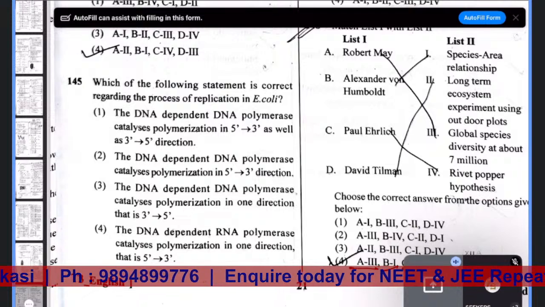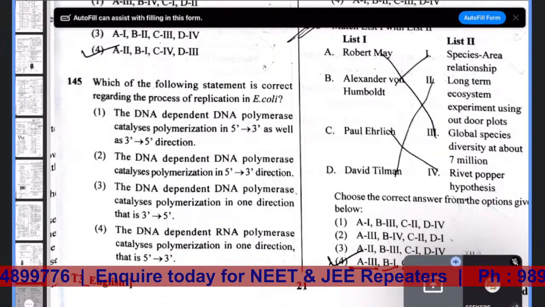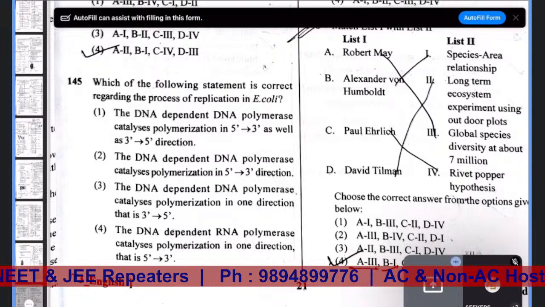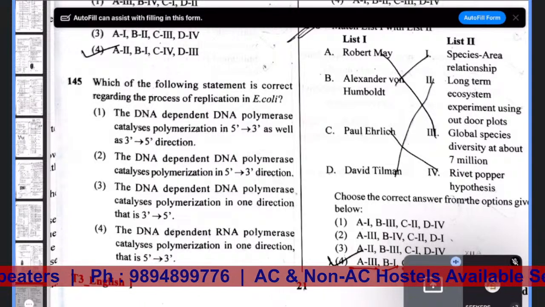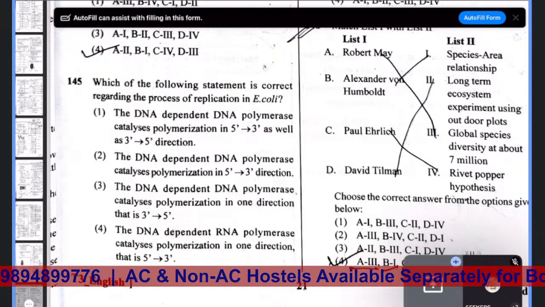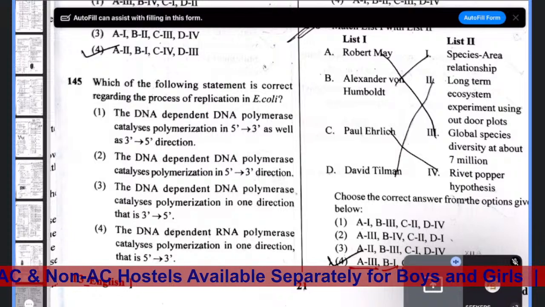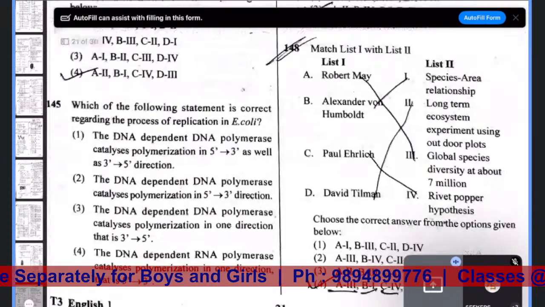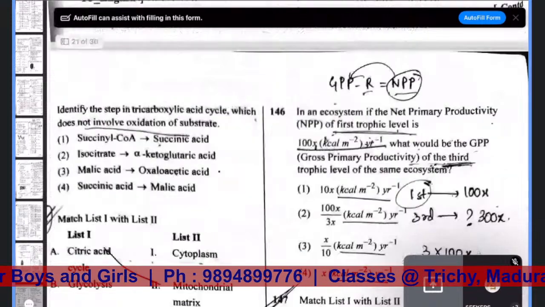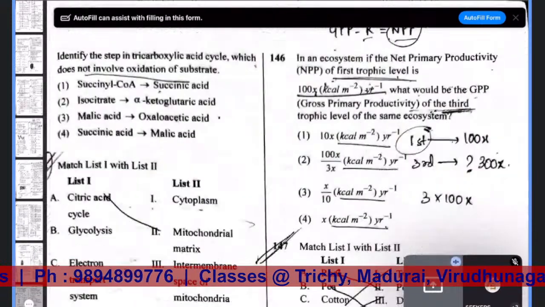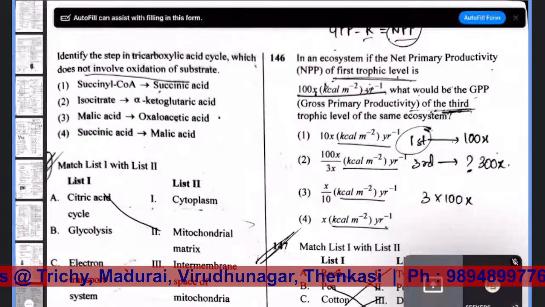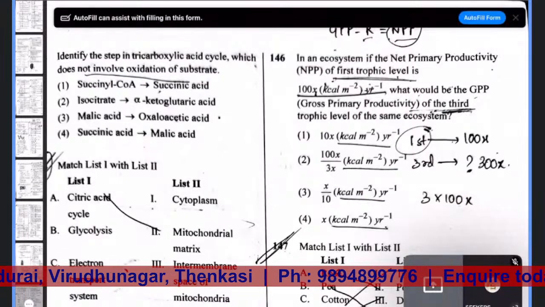Option 3, the DNA-dependent DNA polymerase catalyzes polymerization in one direction, which is also incorrect. Option 4, the DNA-dependent RNA polymerase catalyzes polymerization in one direction, which is again incorrect. So, the right answer for question number 145 is option number 1. Then, question number 146. Students, like question number 146, we'll discuss at the last. Then, yes, question number 147.